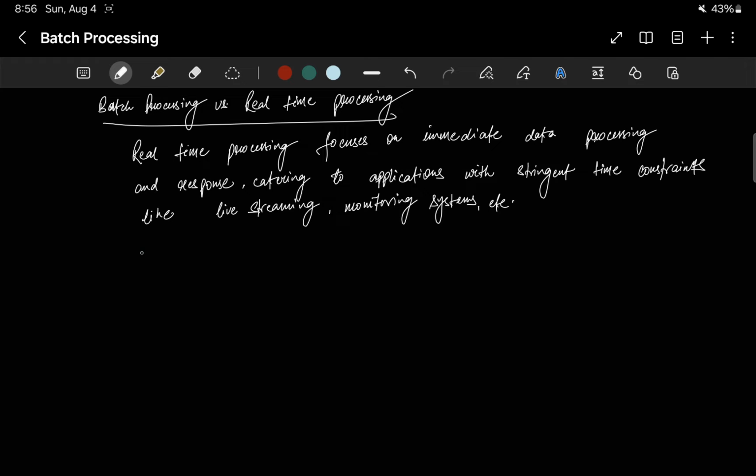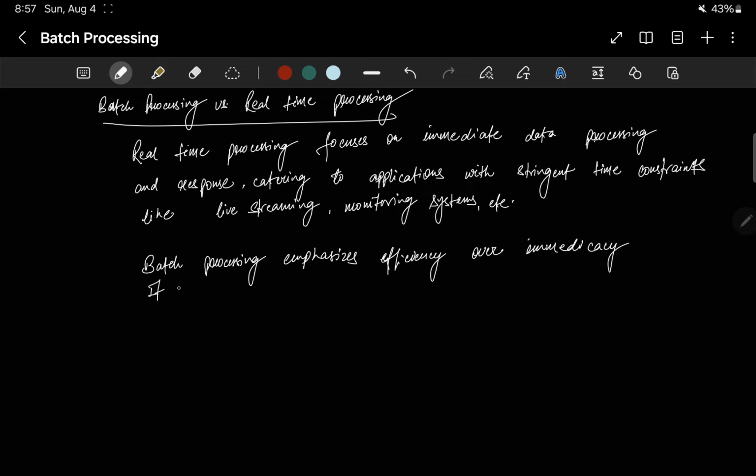Okay, let me write it down. So batch processing emphasizes efficiency over immediacy. Okay, it is well suited.